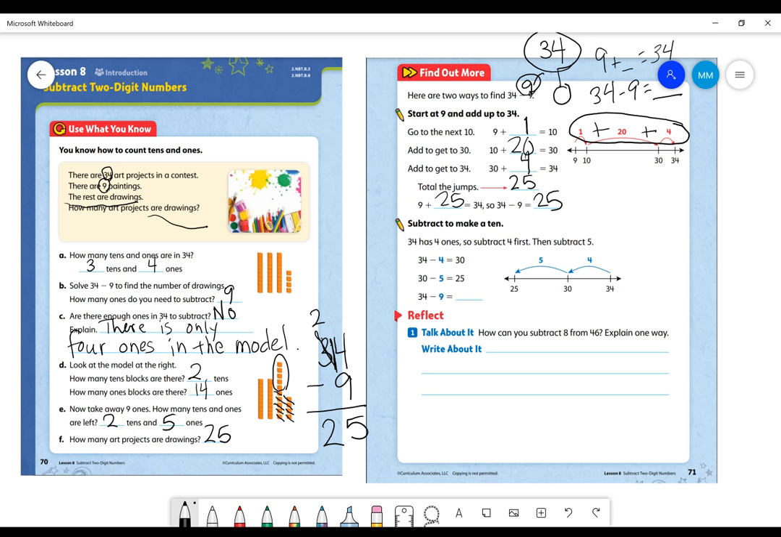Now we can also subtract by starting at our whole and going back. So 34 has 4 ones. So we can take away 4 ones to get to 30.